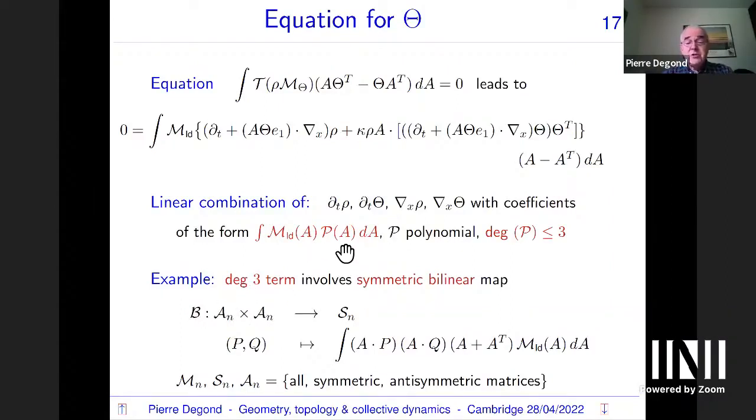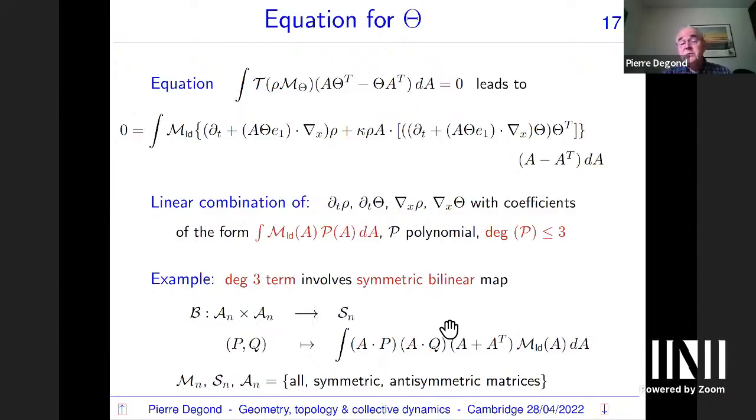One of the terms, which corresponds to the degree 3 polynomial, essentially involves computing this symmetric bilinear map. I take two anti-symmetric matrices P and Q, and I form this quantity, which is the integral of (A dot P, A dot Q, A plus A transpose) M identity of A dA. And this is a symmetric matrix. So you have a bilinear map which goes from anti-symmetric matrices times anti-symmetric matrices to symmetric matrices.